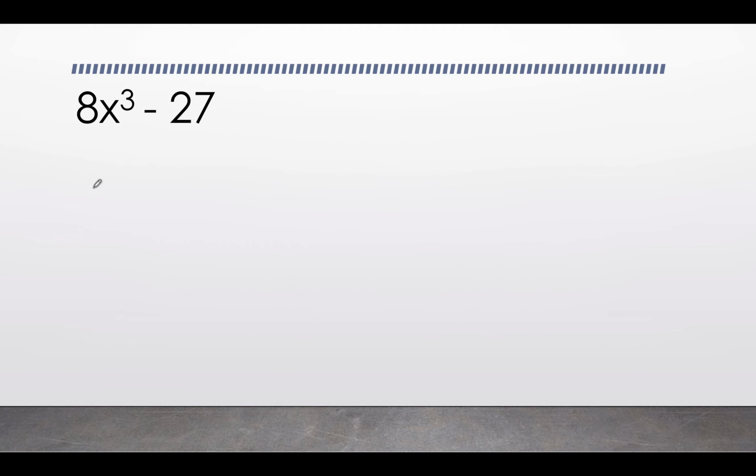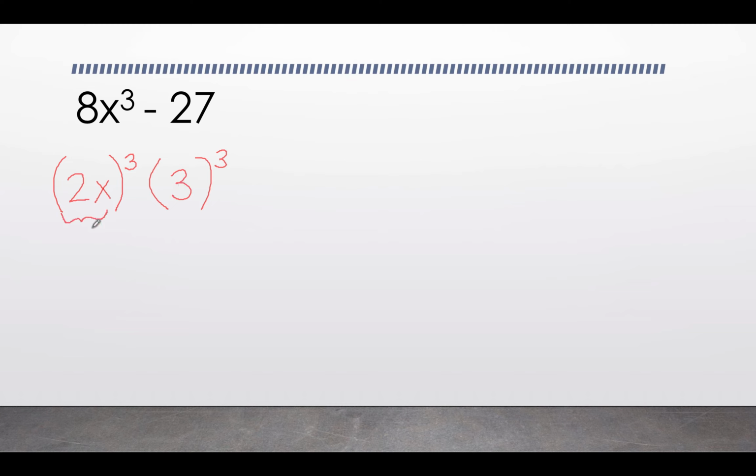Here's the first problem we're going to look at today. We have 8x cubed minus 27. First thing I need to do is find my cubes. So I have to ask myself, what cubed would get me 8? That will be 2. And what cubed will get me x cubed? It will be x. So 2 times 2 times 2 is 8. X times x times x is x cubed. Okay, 3 will go in the next set of parentheses because 3 cubed is 27.